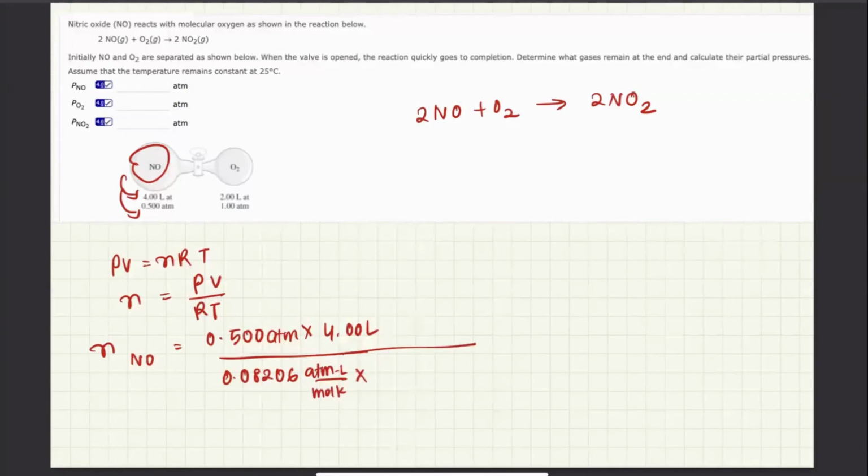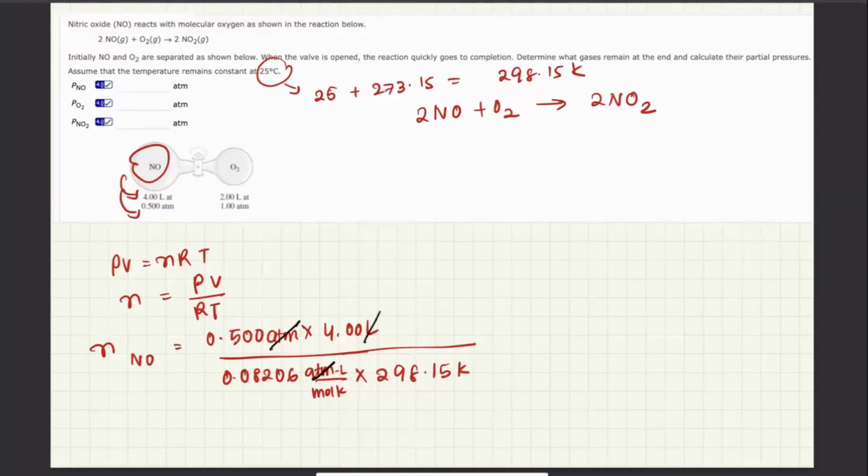And then you will have what? Temperature. The temperature given here is 25 degrees Celsius, and you want to change that into Kelvin. So 25 degrees Celsius plus 273.15. It's Celsius, it's degree, not zero, okay? So it's going to give you 298.15 Kelvin. So use that 298.15 Kelvin.